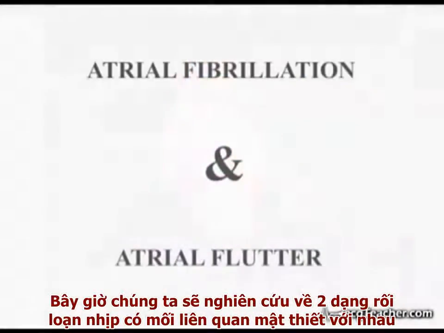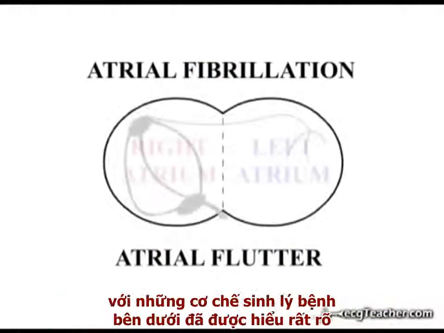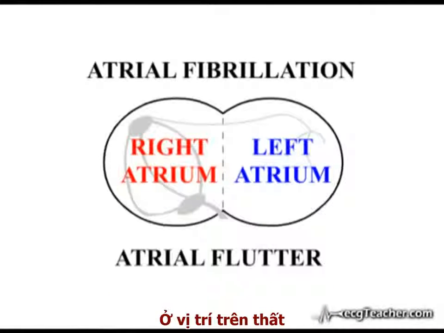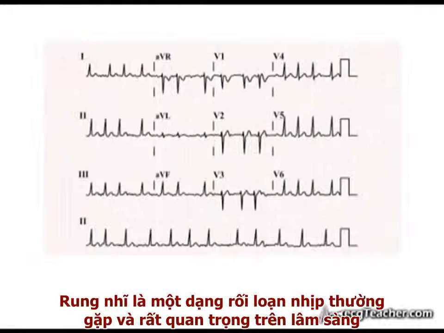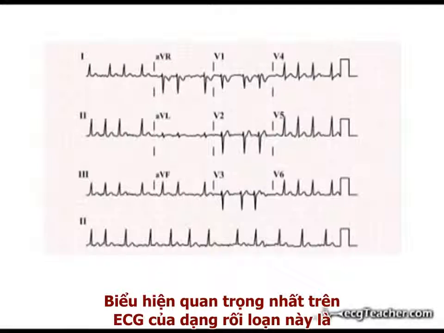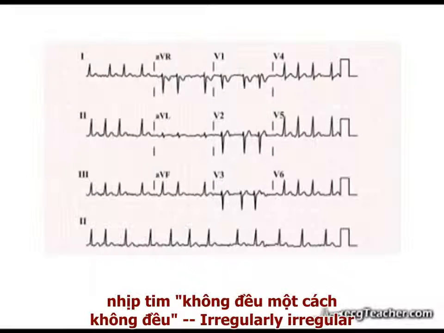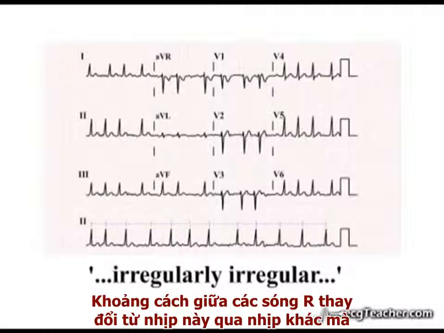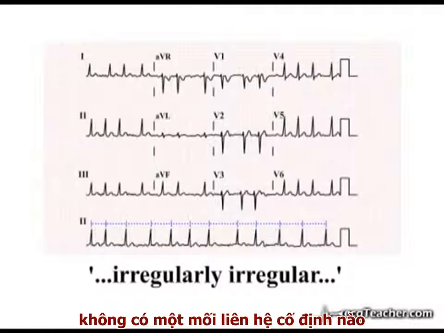Now consider two closely related arrhythmias with well-defined underlying pathogenic mechanisms arising in the supraventricular region. Atrial fibrillation is a very common and clinically important arrhythmia. The most striking finding on the ECG in this disorder is that the heart rhythm is irregularly irregular, the distance between R waves varying from beat to beat with no discernible pattern.